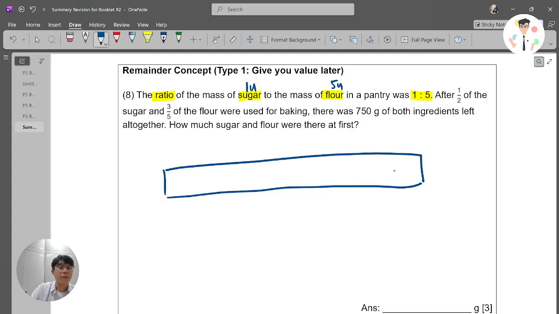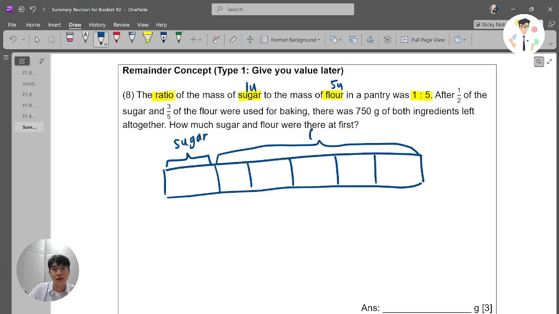And I cut into how many parts? 6 parts. Why? Because I have 1 unit for sugar, 5 units for flour. So of course I need to cut into 6, right? So 1 belongs to sugar, and these 5 belong to flour. Now, what happened? Look at it, something important.